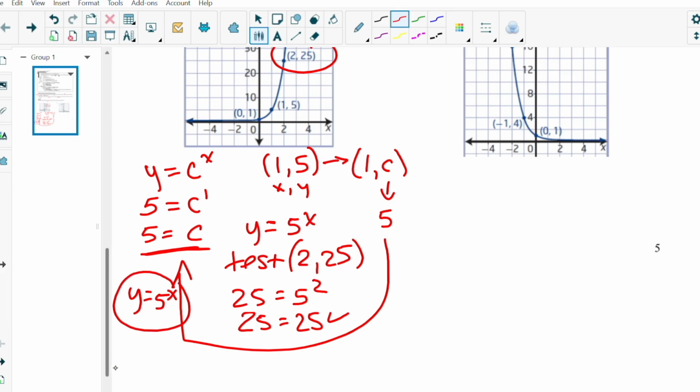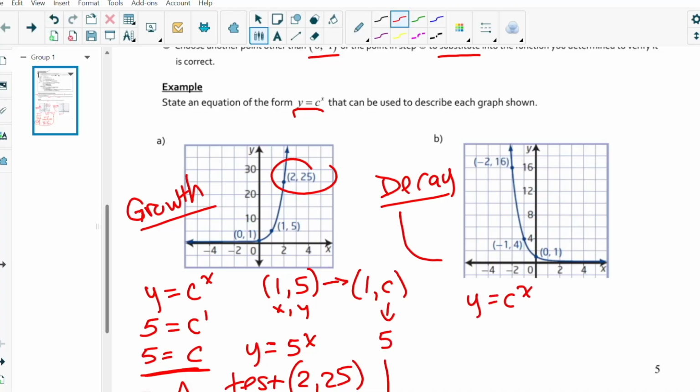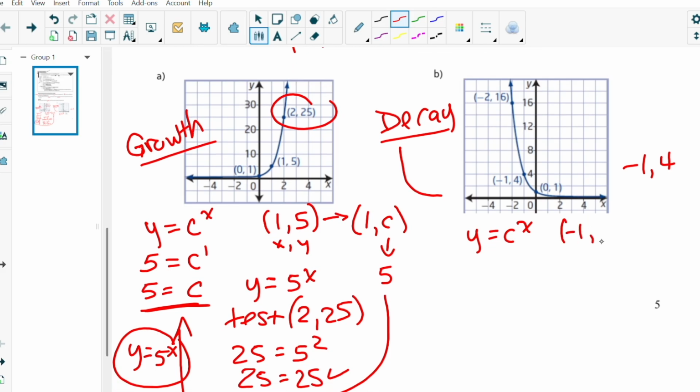Okay. Next one. This is an exponential growth equation and a graph. This is decay, right? We know from our graphing earlier on in this lesson, this is a decay, and the telltale is that it goes this way. Okay, so we want it in this form. It's a decay, but we still want it in the form y equals c to the x. Okay, if we pick the point (-1, 4), so let's do it a couple of ways.